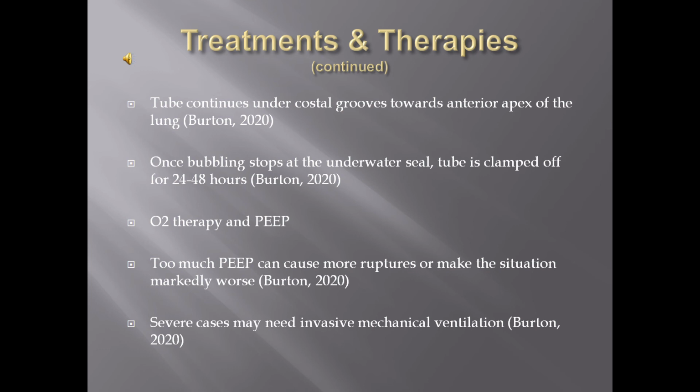Administer oxygen, of course, but don't worry too much about the hypoxemia until you have treated the underlying cause or added some sort of lung expansion protocol. While O2 might aid in oxygenation, it won't help until true gas exchange occurs and the alveoli are reinflated to allow ventilation and perfusion. Use lung expansion with caution. Too much PEEP, or positive end expiratory pressure, can cause more ruptures or make the situation markedly worse. In some severe cases, acute ventilatory failure may develop and patients with a pneumo may need invasive mechanical ventilation.